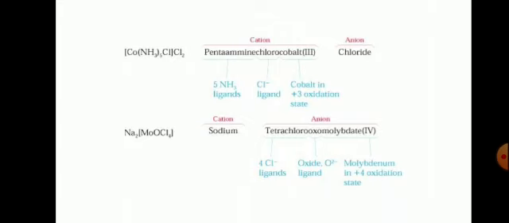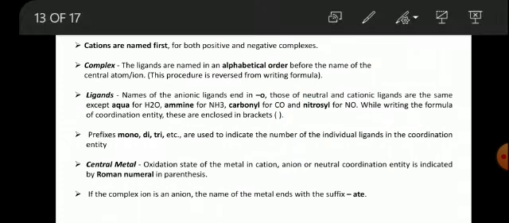So it is pentaammine chloro, while in the second example it is oxide and chloro. So chloro is named first, so it is tetrachloro. Oxide becomes oxo as it's a negative ligand, and then the metal is named later on. Again, the next thing you need to understand is that you have named the cations and the ligands, now you are supposed to name the metal.